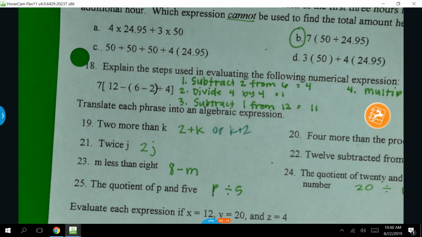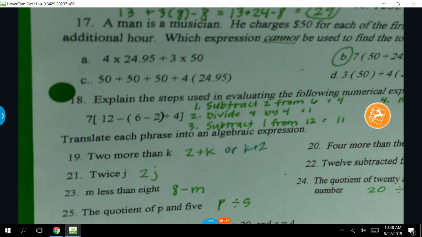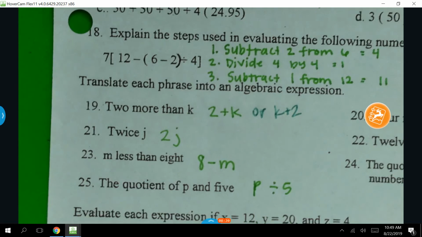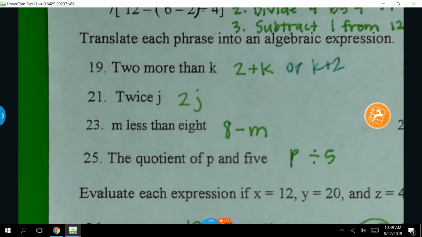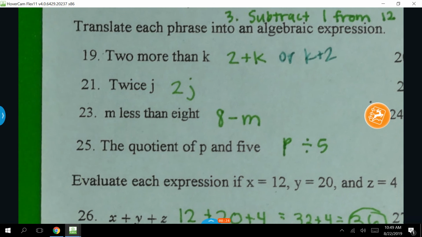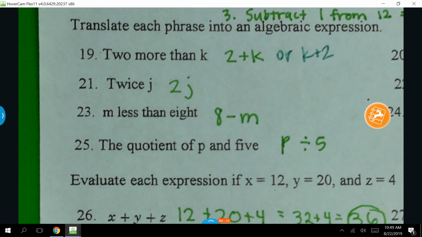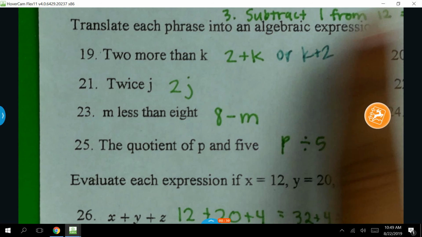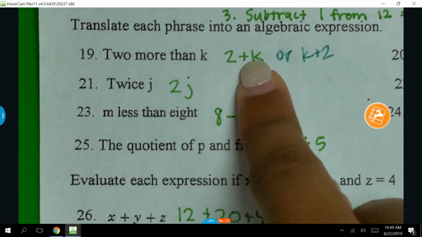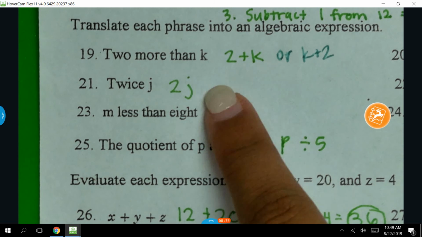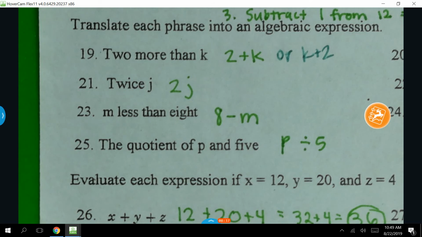Okay, now you are translating into an algebraic expression. Let's see if that's better. So number 19 says 2 more than K. So more than means you're adding. That than is actually one of those turnaround words. So remember, you need to flip it. But if you don't flip it, I will take that as well because you're adding. So 2 plus K or K plus 2, I will take either one of those because technically it's the same.